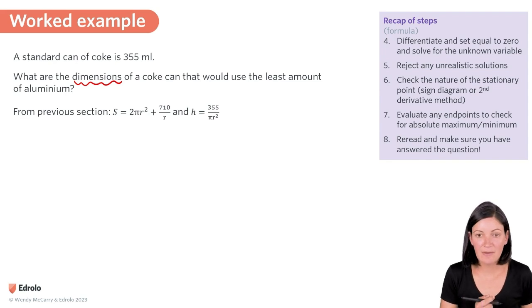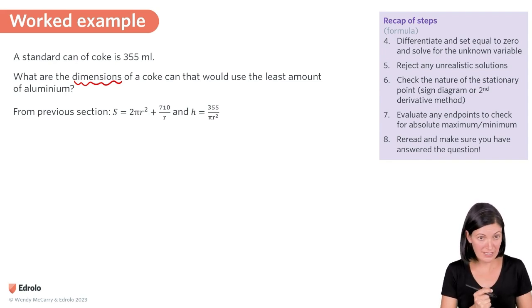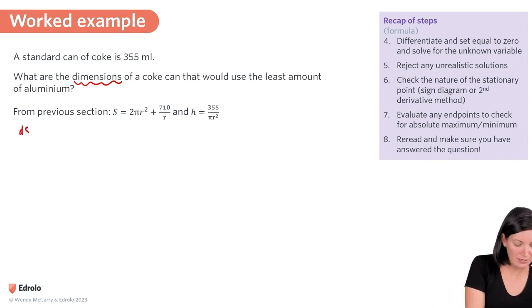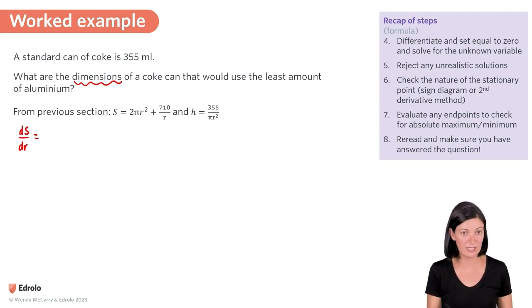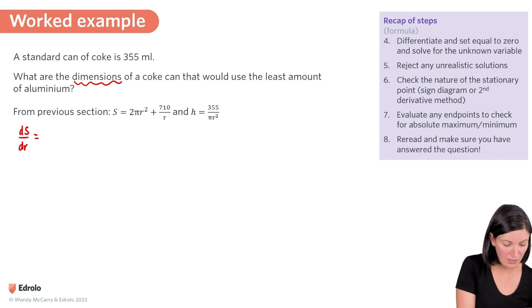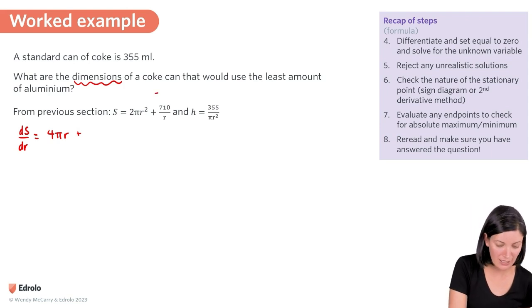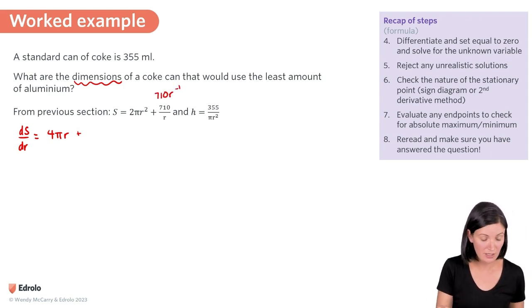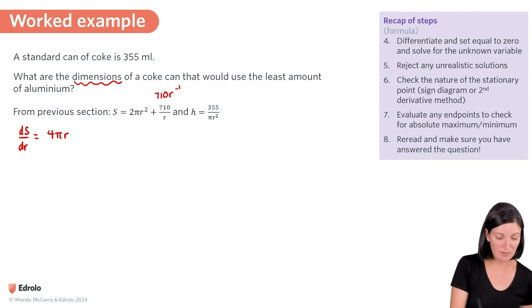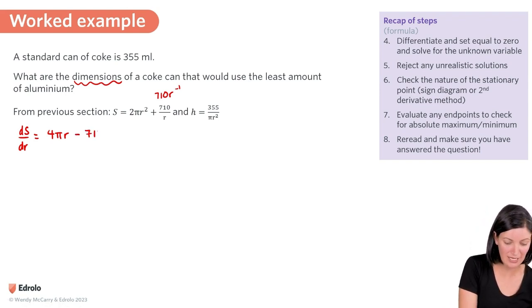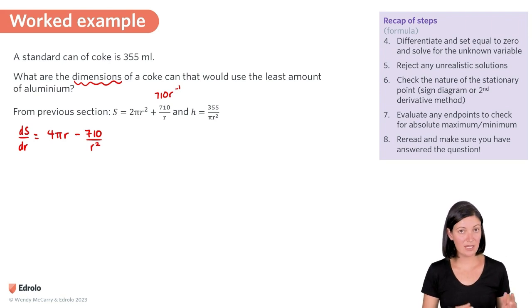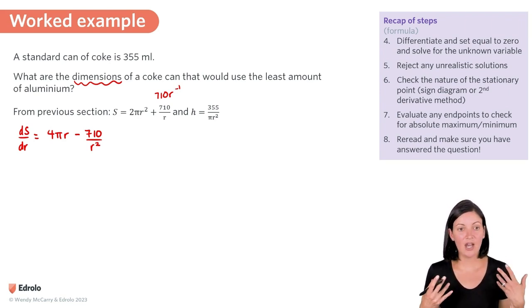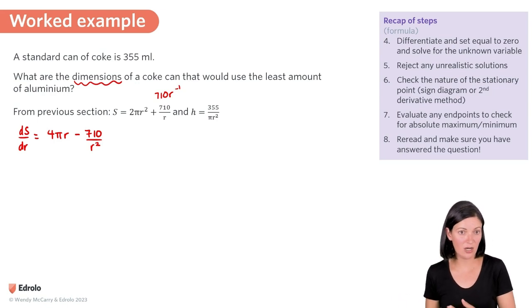All right, my first step is I'm going to differentiate my surface area formula. I'm going to label this as dS/dr, because I'm doing the derivative of the surface area with respect to the radius. So 2 pi r squared, the derivative of that would be 4 pi r. And then 710 over r, we could write that as 710 r to the negative 1 in order to be able to differentiate. So that's going to become negative 710 r to the power of negative 2, or over r squared. So that's the derivative of my surface area. And now I want to set that equal to 0 and solve for r.